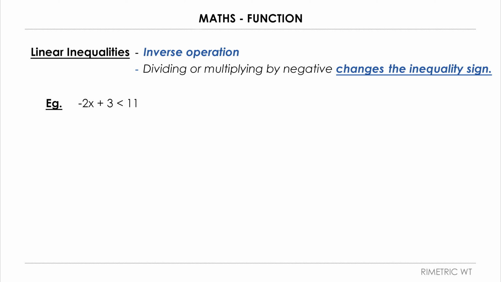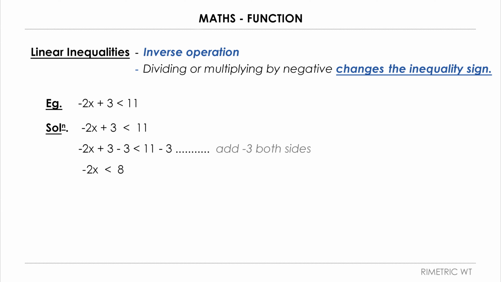Let's see this inequality, for example. Negative 2x plus 3 is less than 11. Just like we solved for the equation, we subtract 3 from both sides and find negative 2x is less than 8. Then here, when we divide both sides by negative 2, the sign will change, so we find x is greater than negative 4. Most students miss this, and their solution set will be incorrect.